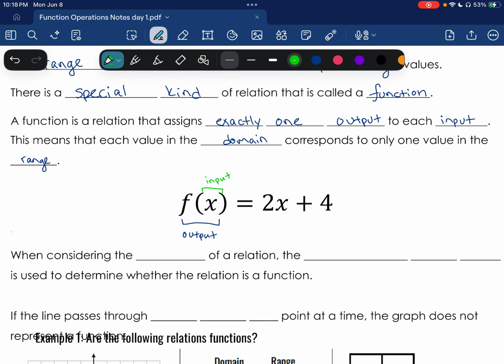All right. So when we are considering the graph of a relation, we use the vertical line test to determine whether a relation is a function. If the line passes through more than one time, then it is not a function.